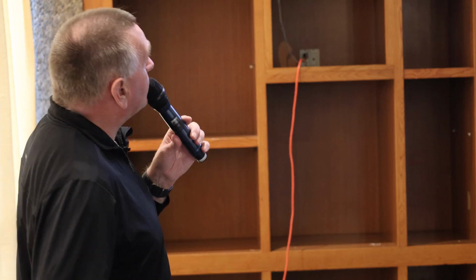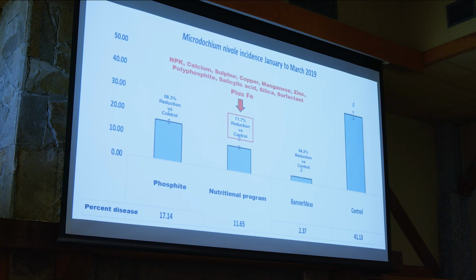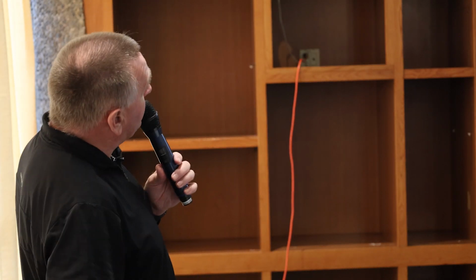So when we added the chelated iron for the last 3 months, we got a further reduction again, up to almost 72% reduction, this nutritional program. So that had the NPK, calcium, sulfur, copper, manganese, zinc, phosphate, salicylic acid, and all them. And as well as controlling the disease, it was also enhancing the quality. We had much better quality there, as you can see from some of the photos.